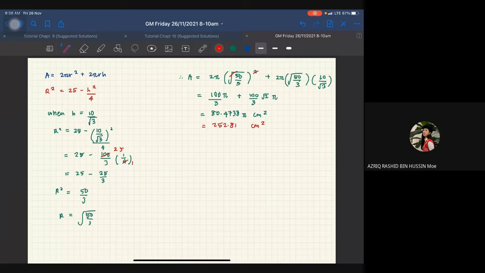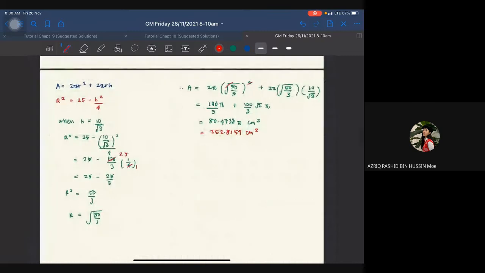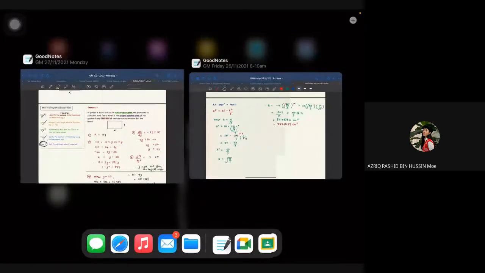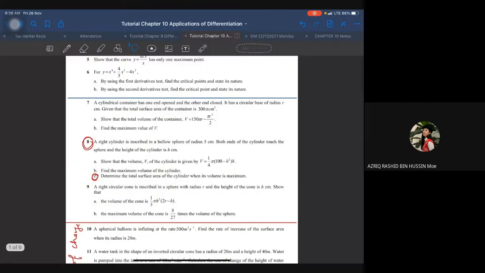Okay, settle soalan ni. Alright, so ada tak lagi soalan lain? Nombor 7, nombor 8 settle. Nombor 7 dengan 9 okey ke? 9 Miss tak okay. Okay, so kita pergi nombor 9 lah. Alright, so kita baca dulu soalan.